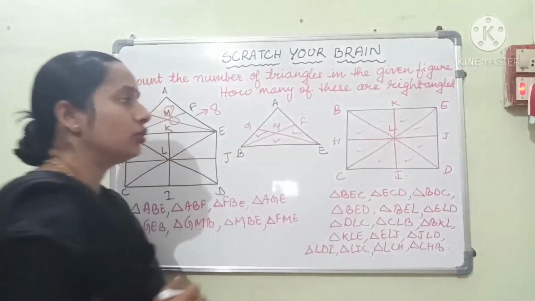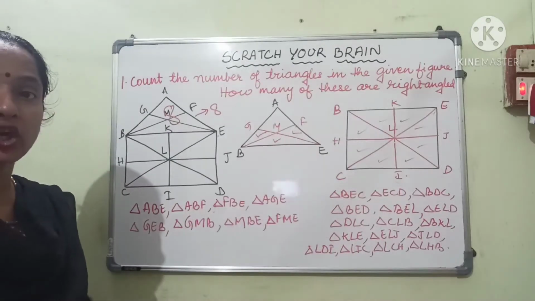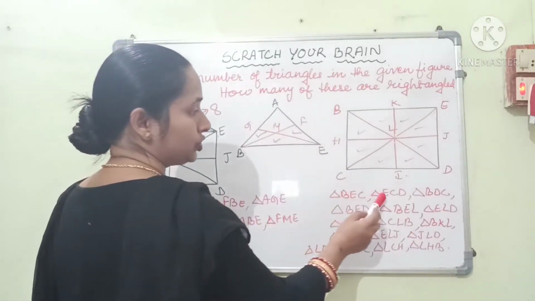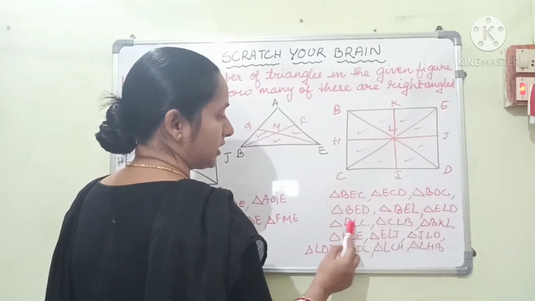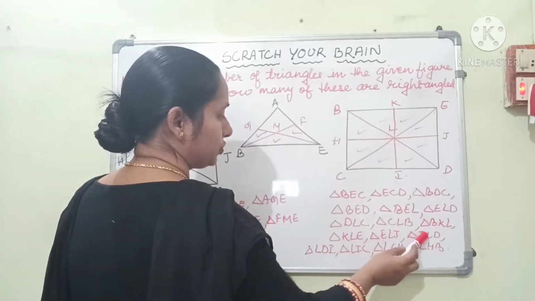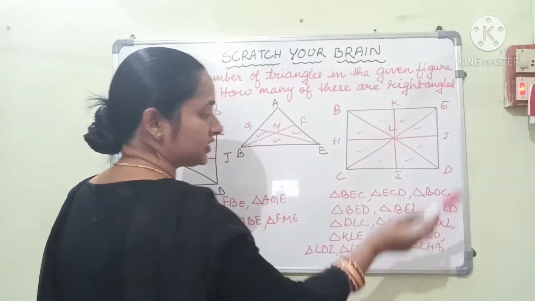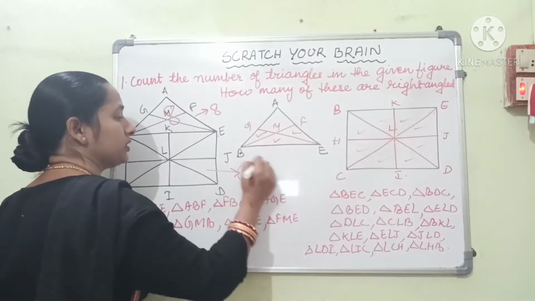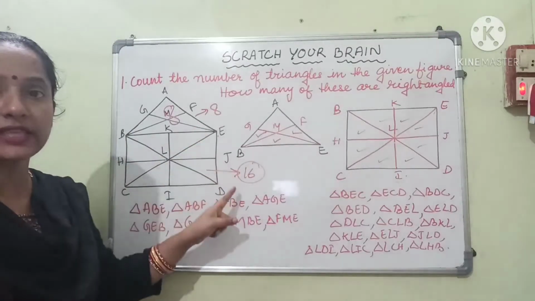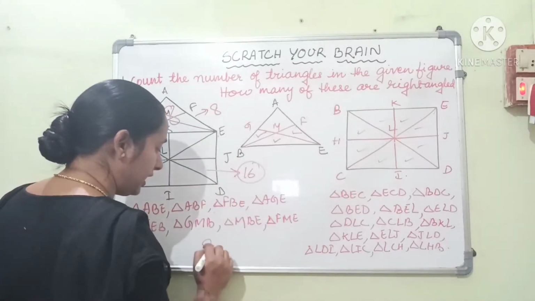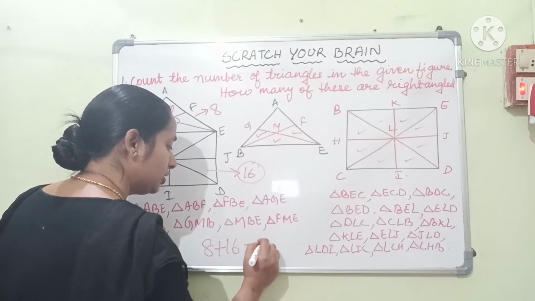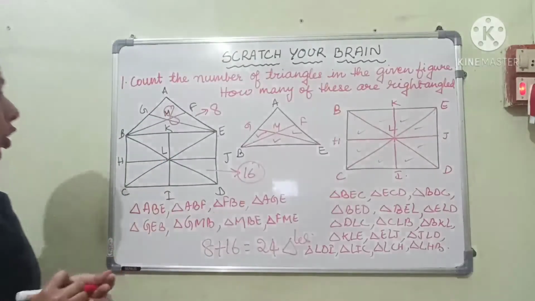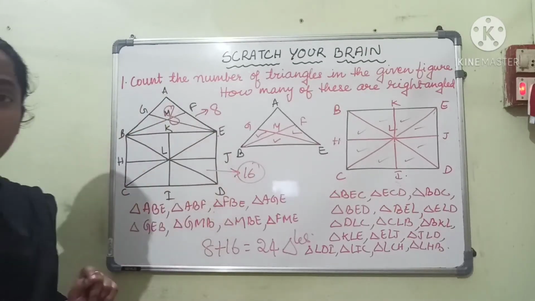So overall we have marked all the triangles. Now let us see total how many triangles we got here. 1, 2, 3, 4, 5, 6, 7, 8, 9, 10, 11, 12, 13, 14, 15, 16. So here in this part we got total 16 triangles. So 8 triangles and total 16. So 8 plus 16 is how much? 24 triangles. So in this whole figure we have 24 triangles.